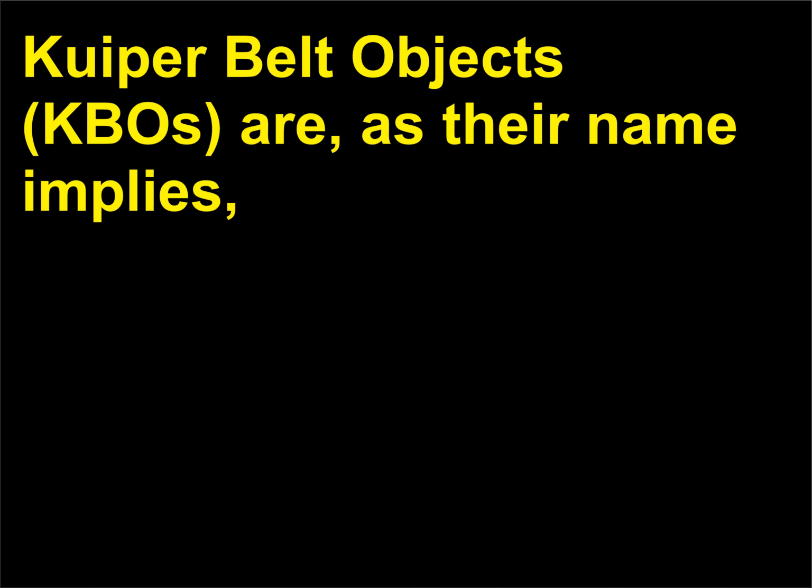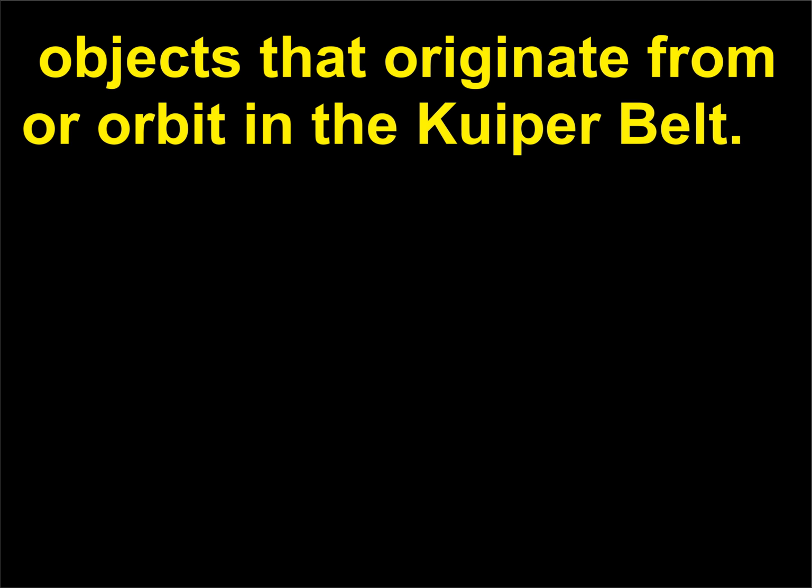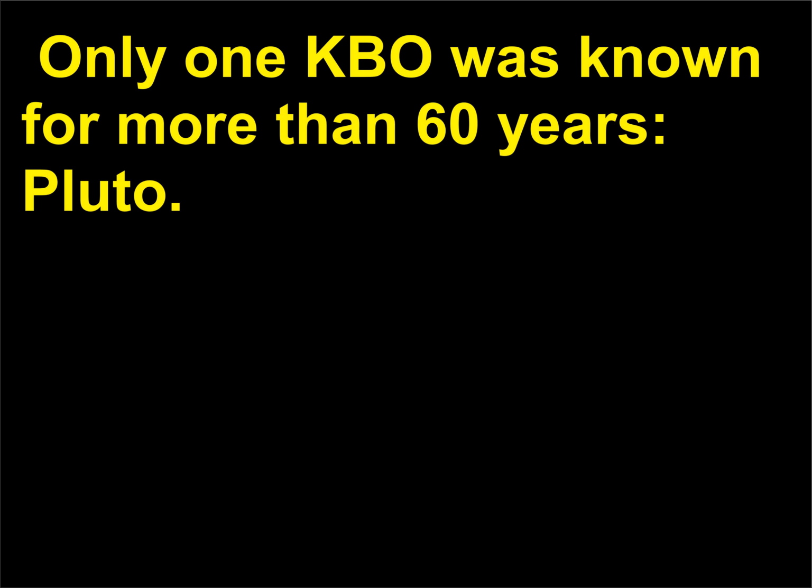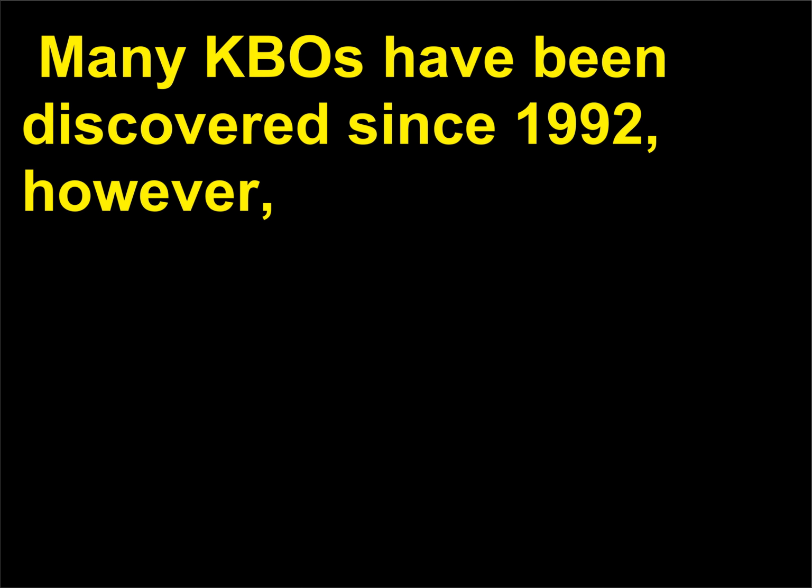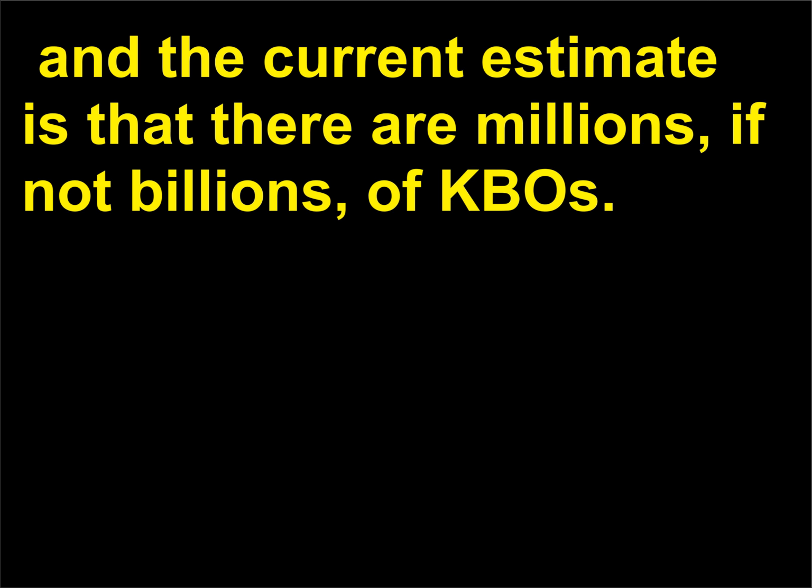What are Kuiper belt objects? Kuiper belt objects, KBOs, are, as their name implies, objects that originate from or orbit in the Kuiper belt. Only one KBO was known for more than 60 years, Pluto. Many KBOs have been discovered since 1992, however, and the current estimate is that there are millions, if not billions, of KBOs.